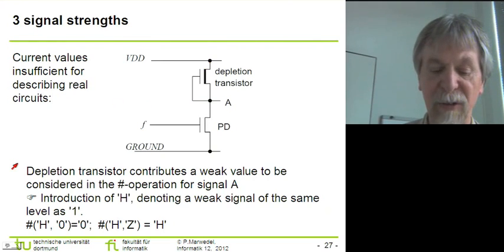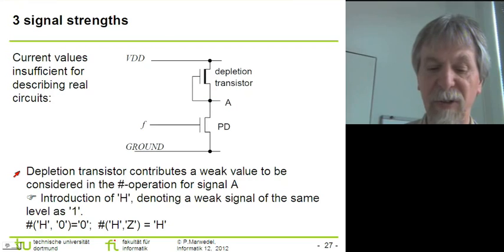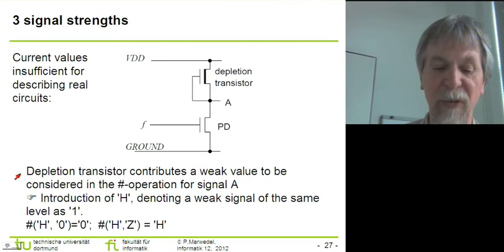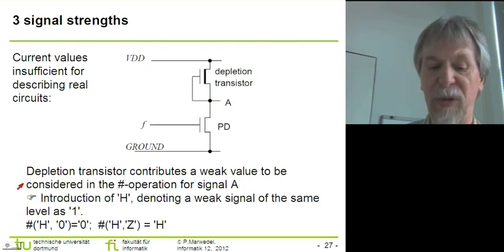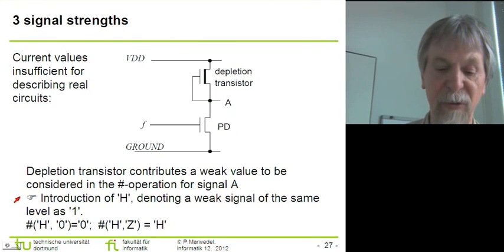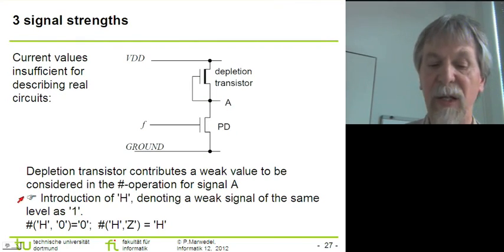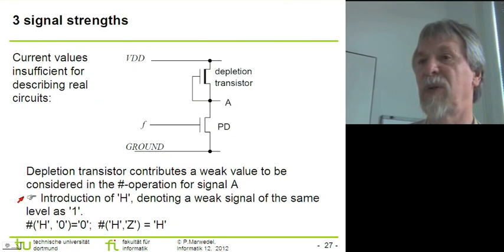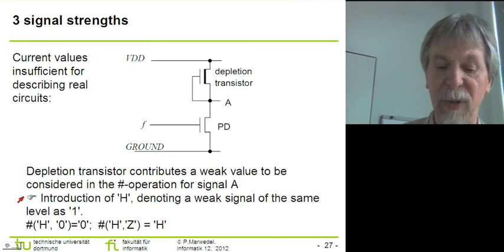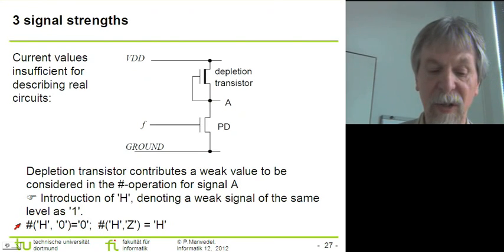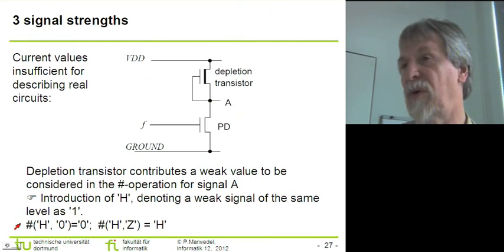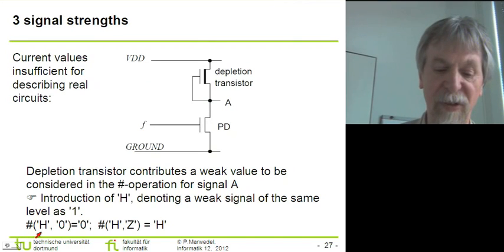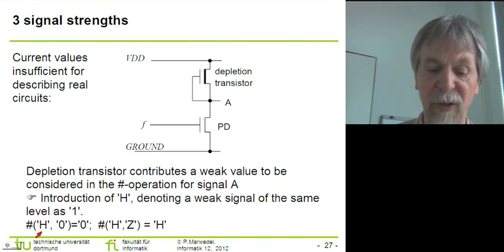So that means this so-called depletion transistor will contribute a weak value that would need to be considered in this sharp operation when we compute the effective value for signal A. And we will therefore introduce a weak 1. And we will call this weak 1 capital H. And the overall result from this sharp operation will be as follows.